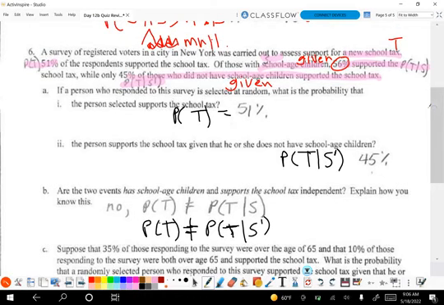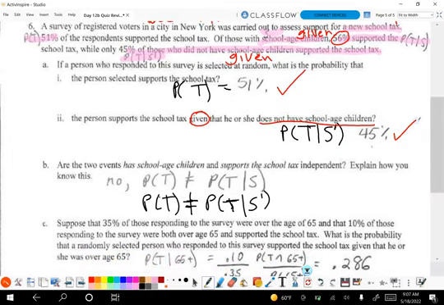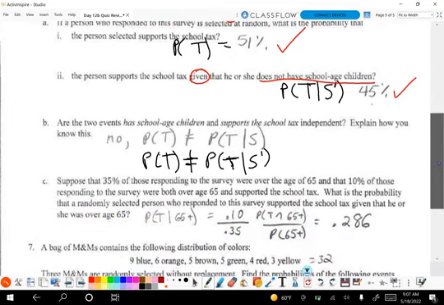6A and 6B. The probability a person selected supports the school tax, that's directly from the information given in the question, 51%. In fact, for A2, it's the same thing. Person supports the school tax given. Remember, they were only looking at either people who have school-age children or people who don't have school-age children. In this case, they're saying, do they support the tax given they do not have school-age children? Again, that was a probability given in the original problem.